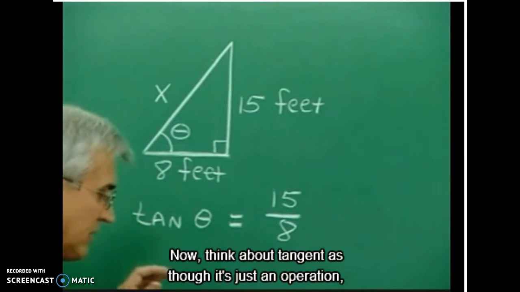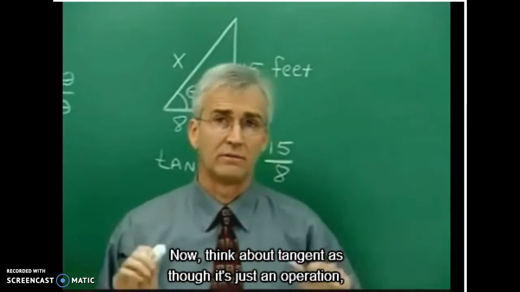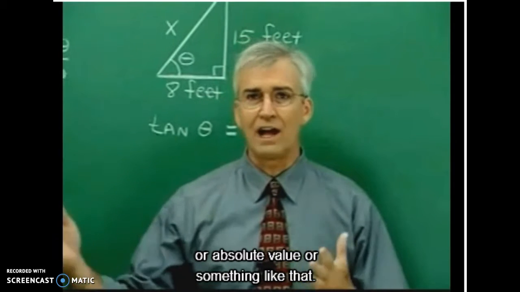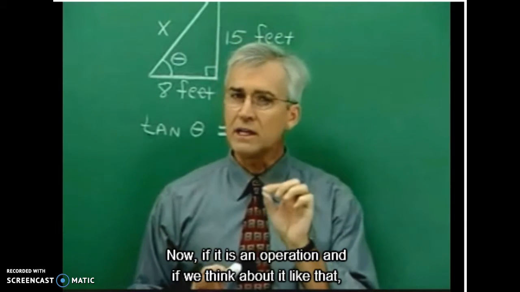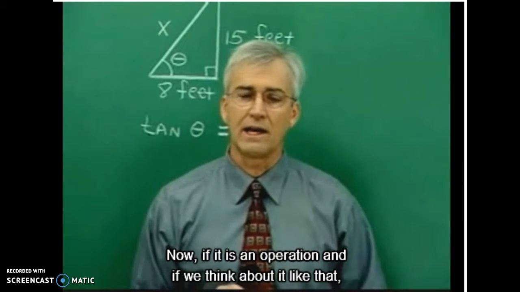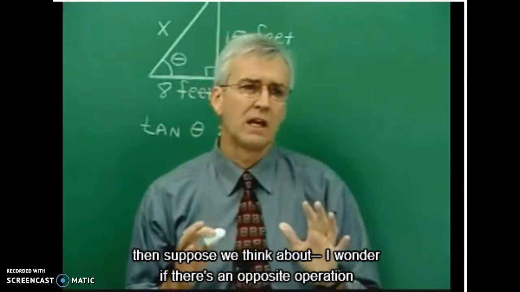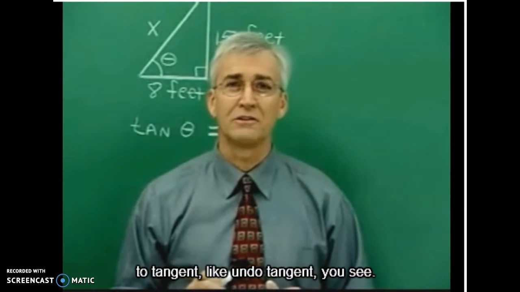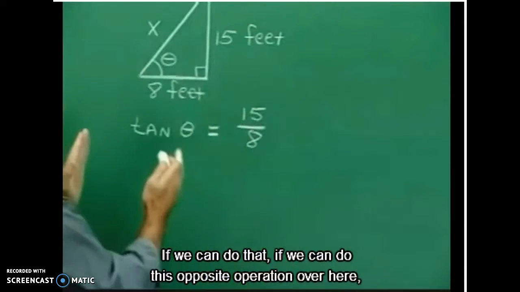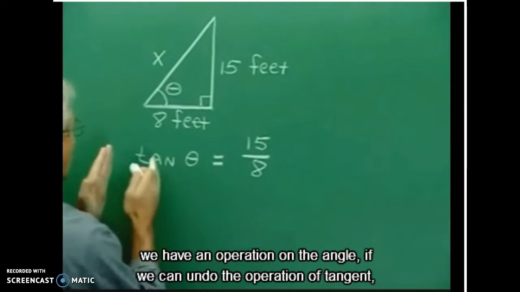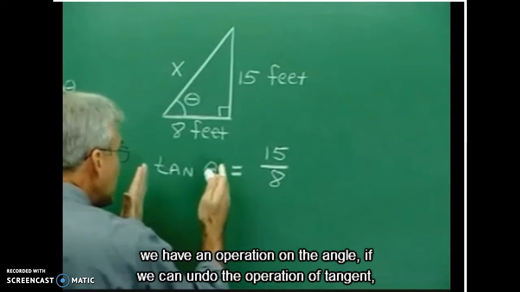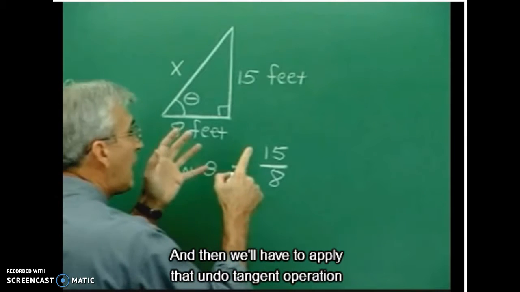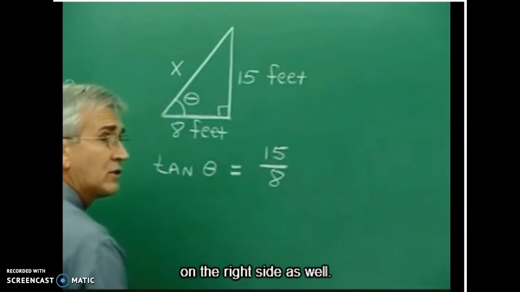Now, think about tangent as though it's just another operation, kind of like squaring or absolute value. If we think about it like that, then I wonder if there's an opposite operation to tangent, like undo tangent, you see. If we can undo the operation of tangent, then we'll have simply the angle here. And then we'll have to apply that undo tangent operation on the right side as well.